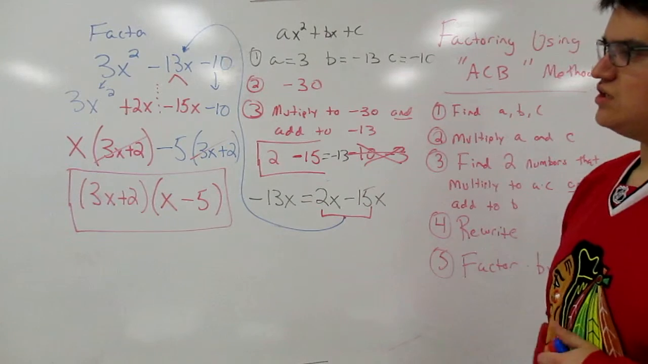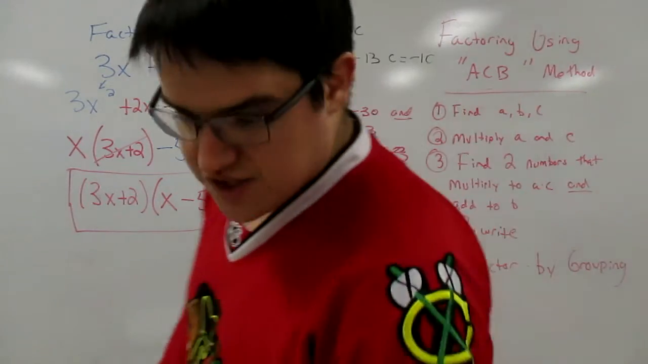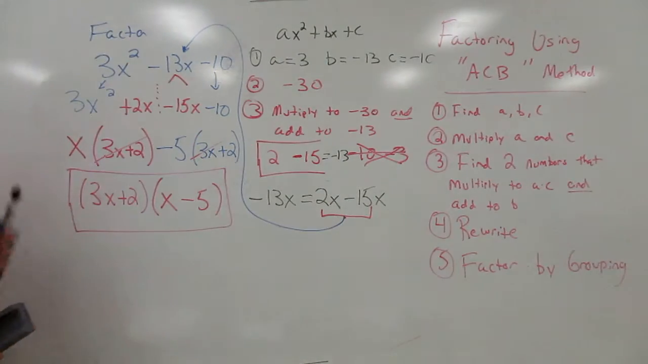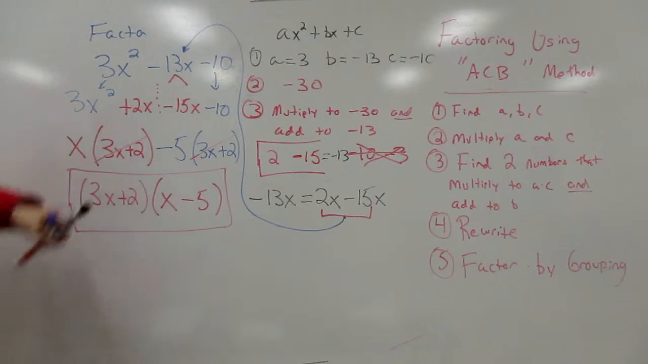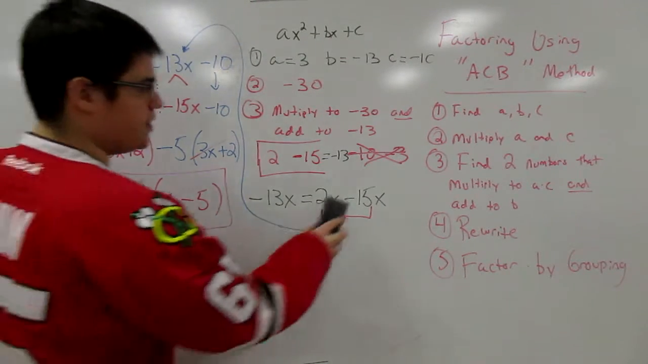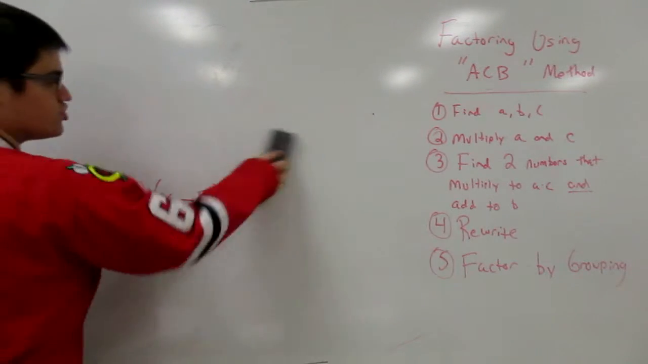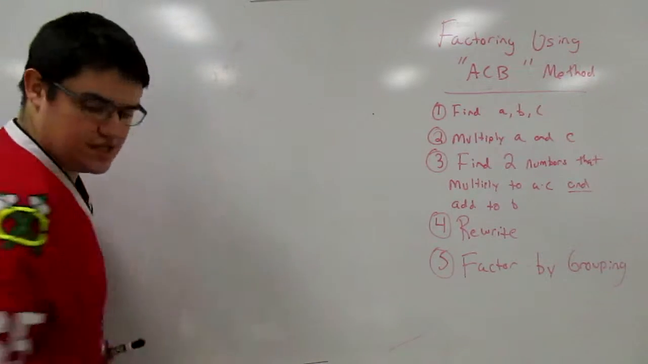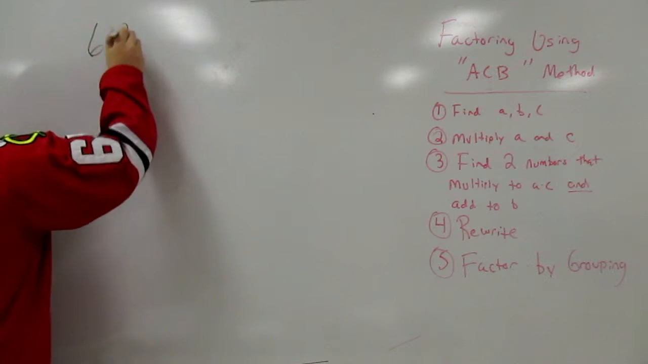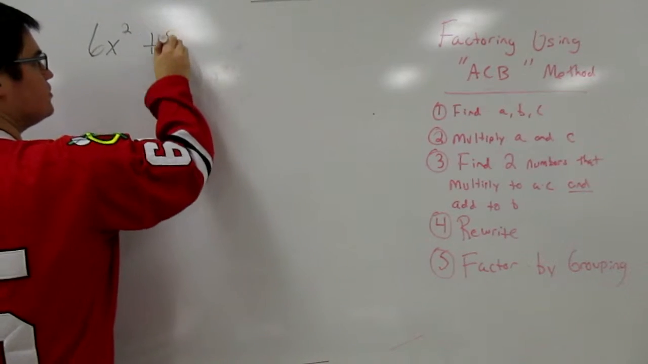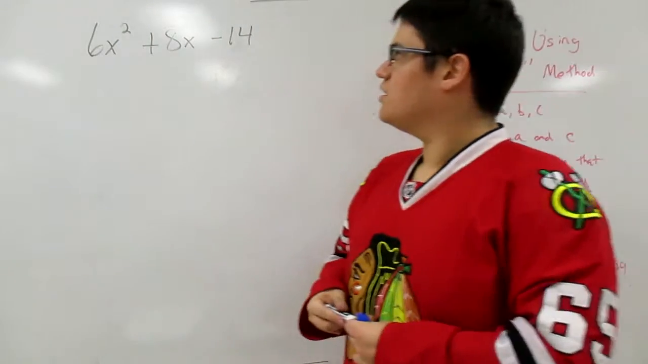Okay? So take a second to look, make sure you understand each step. Okay, pause the video if you have to. And the key thing to realize here, again, we went from 3 terms to 4 terms. Okay, now I'm going to put up an example for you to try on your own. So pause the video after you see the example up here. Try it, then play the video, and see where you might have gone wrong. Okay, so let's say we have 6x squared plus 8x minus 14. So factor that using this ACB method, and then we'll talk.